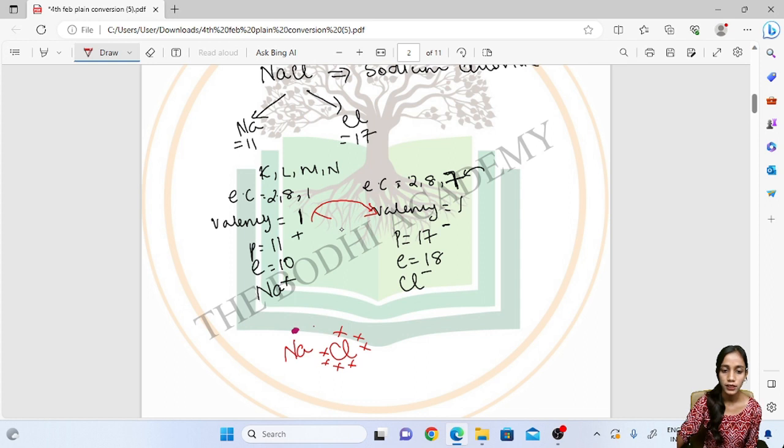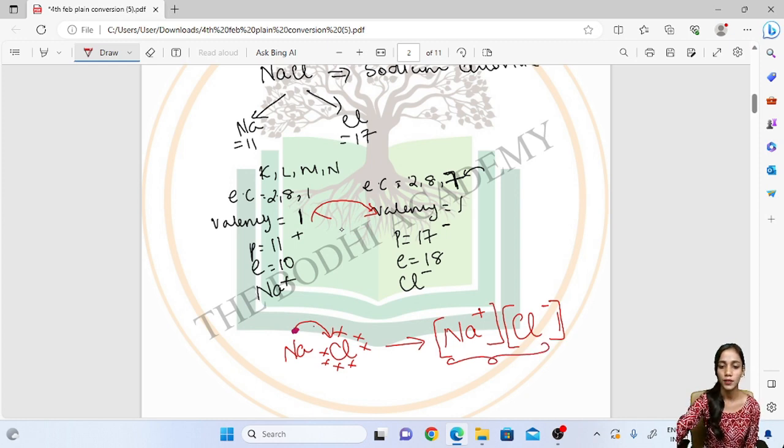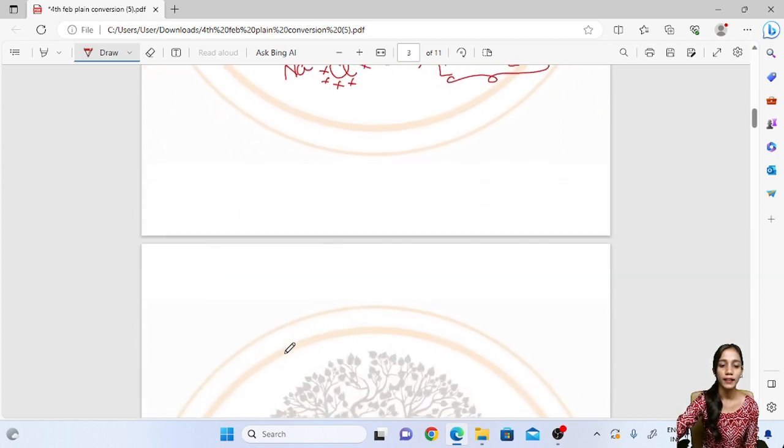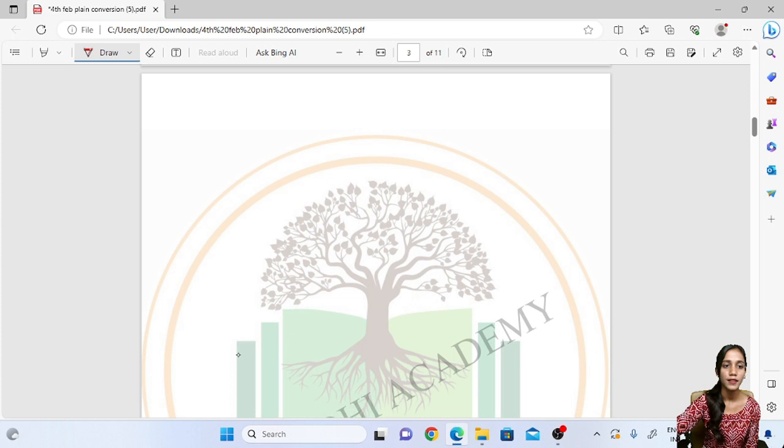The electron lost by sodium will be taken by chlorine, and therefore they form a compound called NaCl. After it loses the electron, sodium gains a positive charge, and after chlorine gains the electron, it gains a negative charge. This compound is called sodium chloride, NaCl, an ionic compound formed by the metal sodium and the non-metal chlorine. Next, we can take another example, MgCl2.